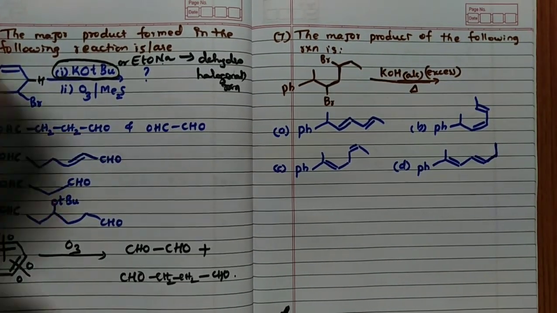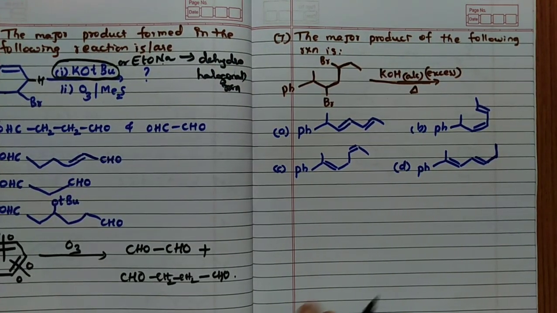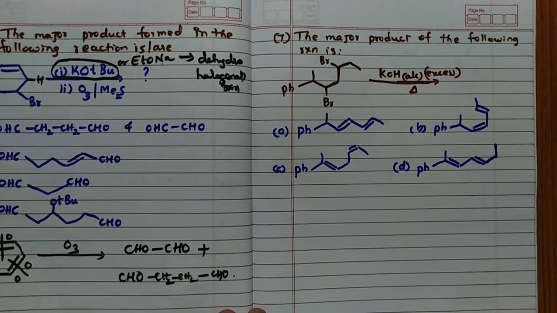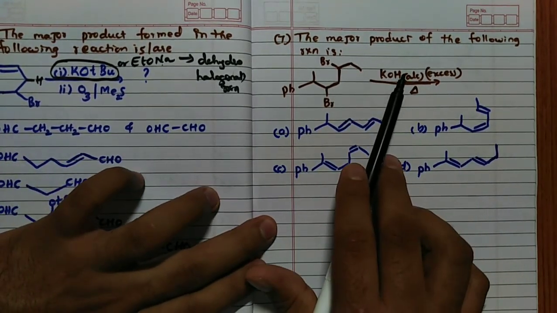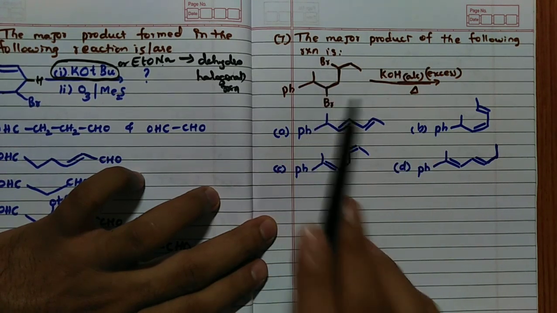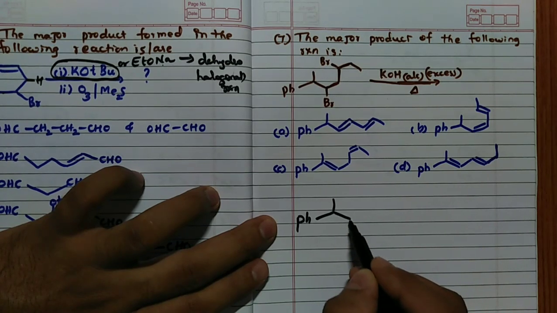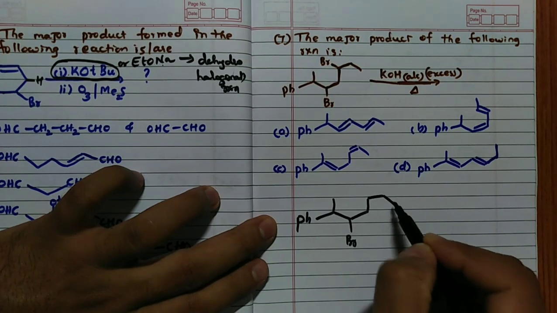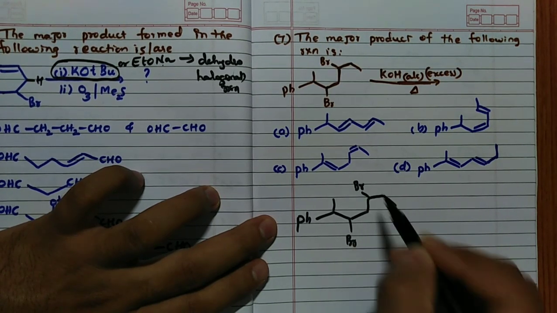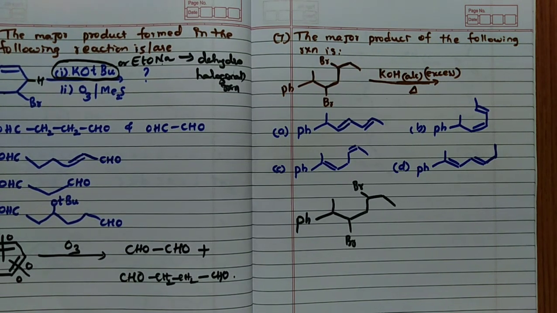Now, seventh one. Here also the major product of the following reaction is asked. Remember, from the JEE point of view, this elimination reaction is very, very important, my dear students. Once again, alcoholic KOH in excess is given, and 2 Br is there. So I will write this Ph, and this is one carbon. Here it is Br, then here it is like this, then here it is Br. Now, by removing this Br and this Br, where you will form a double bond is very important.